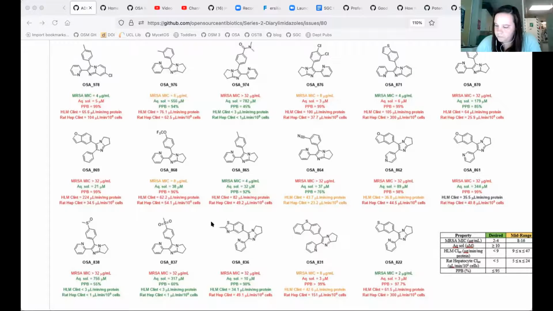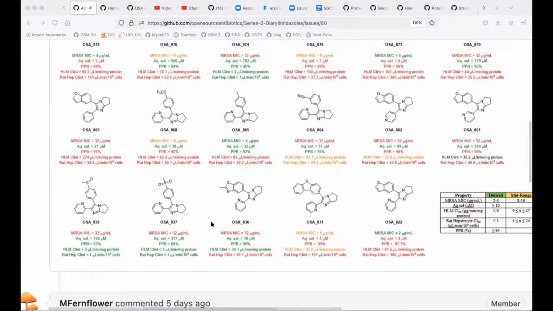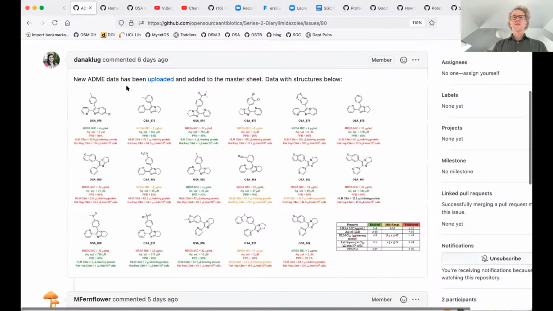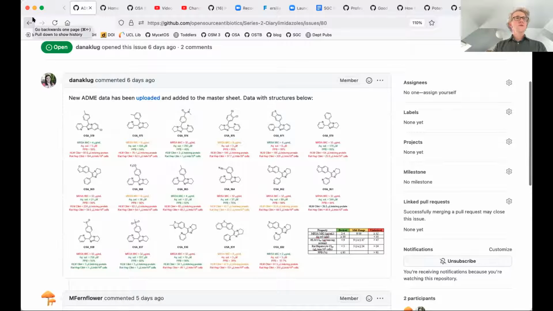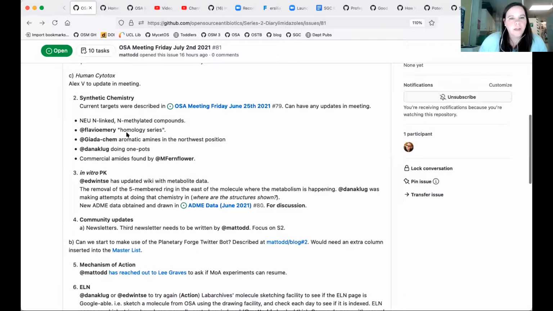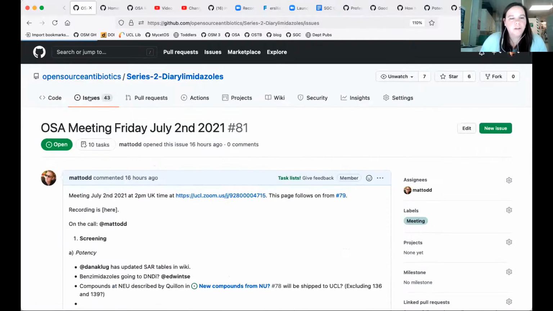We also got the DNDI results back, and they were interesting too, because some of the inactive controls were actually really active against Leish. Did we post that? I missed it yesterday. Yeah, it's on the DNDI issue, so you might have to scroll down.